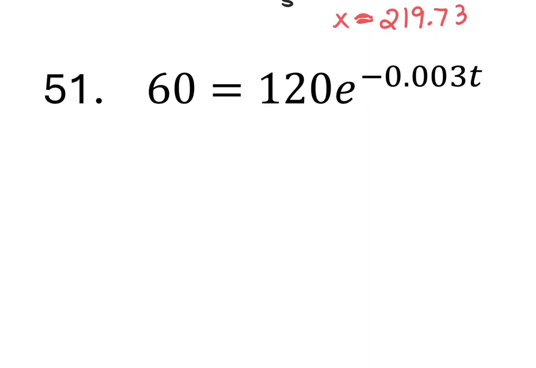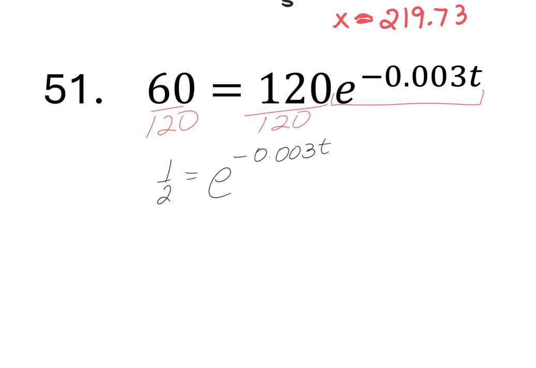Number 51. 60 equals 120 e to the negative 0.003t. I need to get the e part by itself, so we're going to divide by 120. And I have 1/2 equals e to the negative 0.003t. And e becomes ln, right? So if we do ln of this side, let me just rewrite the whole thing.